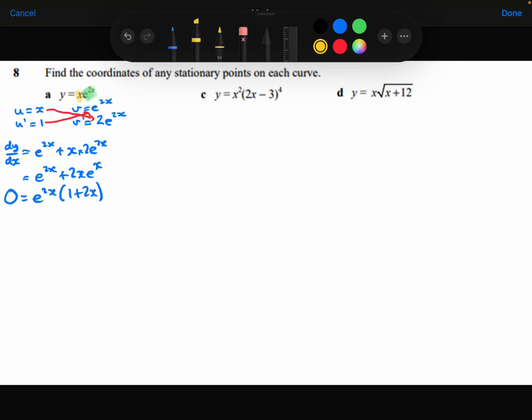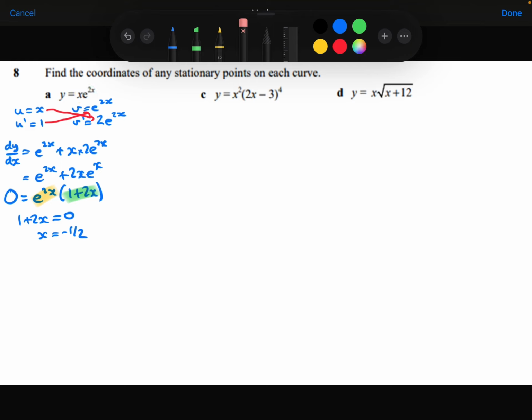I know for a fact that this exponential can't equal 0. The exponential never can. Remember, the exponential graph looks like this. It never passes through 0. So the only solution I can get here comes from here, when the 1 plus 2x equals 0, which is where x is equal to minus 1/2. So that's the x coordinate of my stationary point.